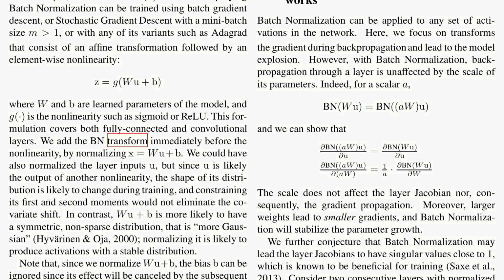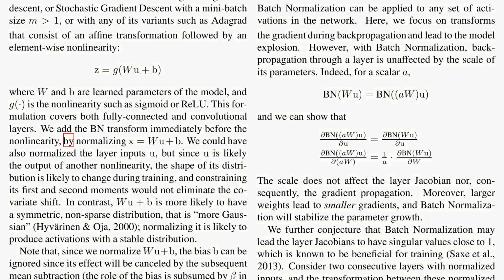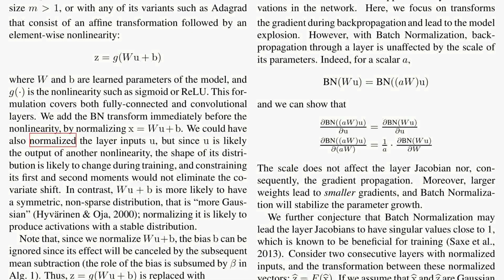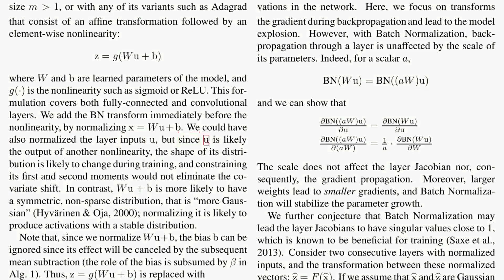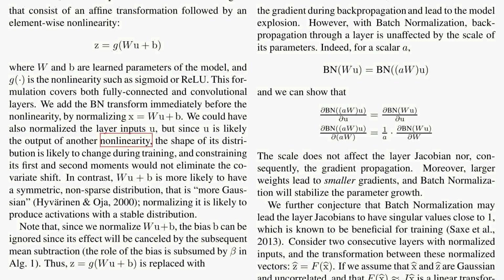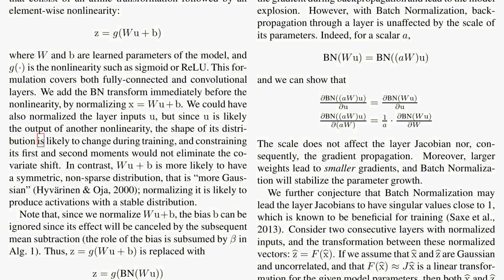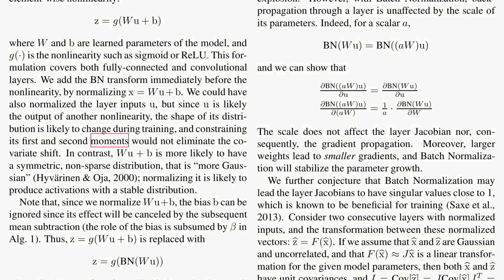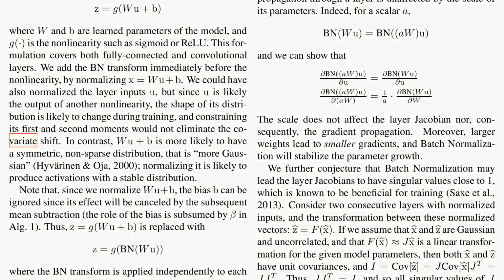We add the BN transform immediately before the nonlinearity by normalizing x = Wu + b. We could have also normalized the layer inputs u, but since u is likely the output of another nonlinearity, the shape of its distribution is likely to change during training, and constraining its first and second moments would not eliminate the covariate shift.